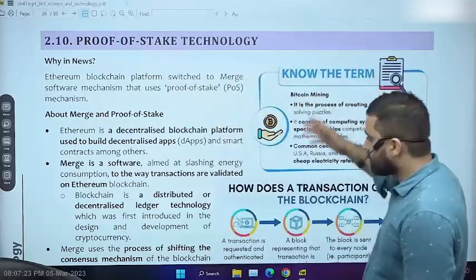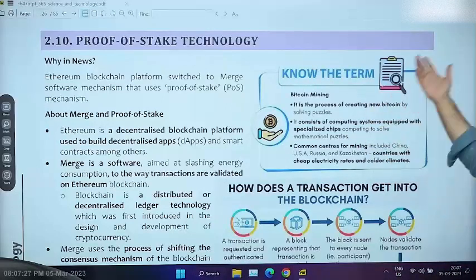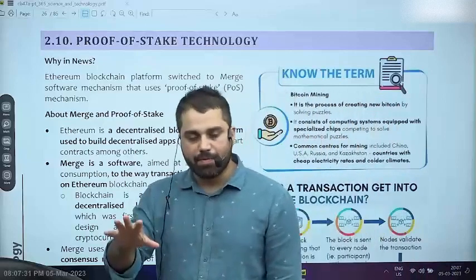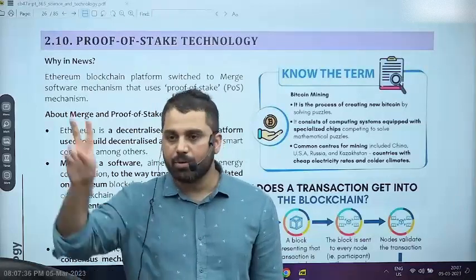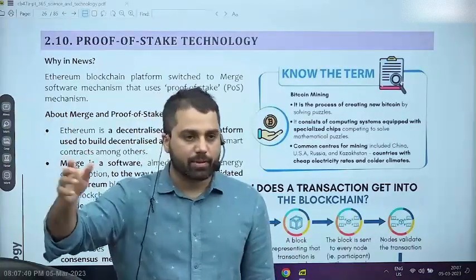Anyways, this is the last topic. This is a major topic, and I think we should discuss this. So, proof of stake technology. Now, first thing first, for me the most obvious question from this topic asked by UPSC will be that they will give you two words, proof of stake, proof of work, and they will ask that these two words are associated with which of the following.